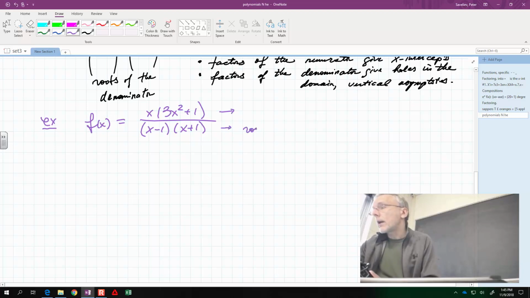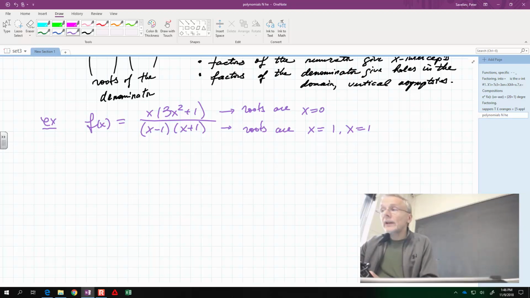So the roots of the denominator are x equal 1, x equal negative 1. What are the roots of the numerator? What makes the numerator equal to 0? x equals 0. Anything else? So x equals 0 comes from the first factor. What about the second factor?